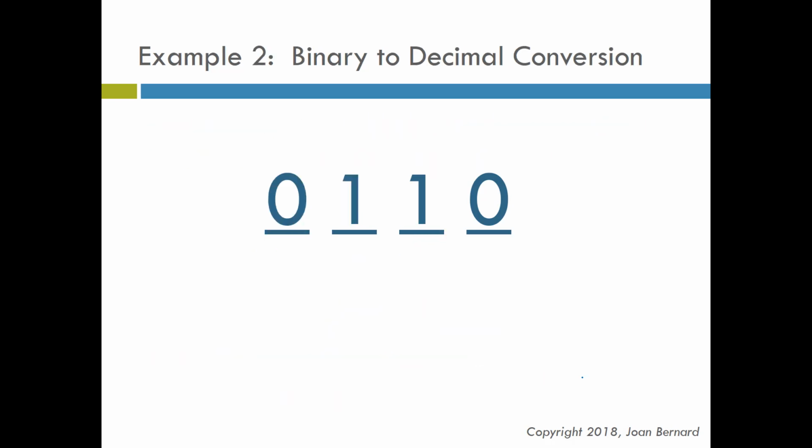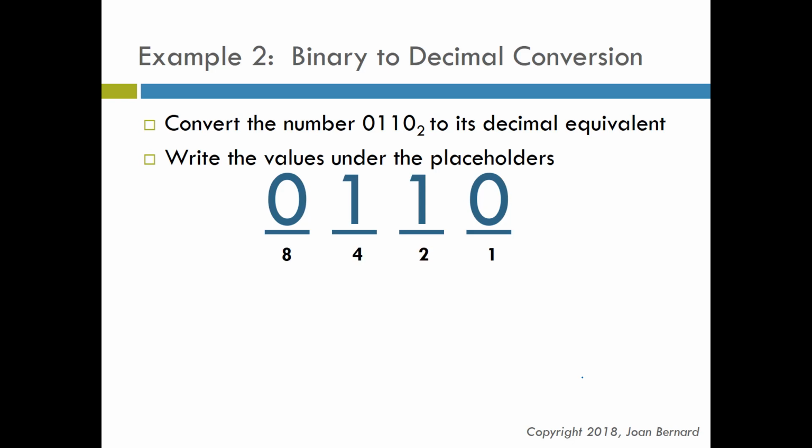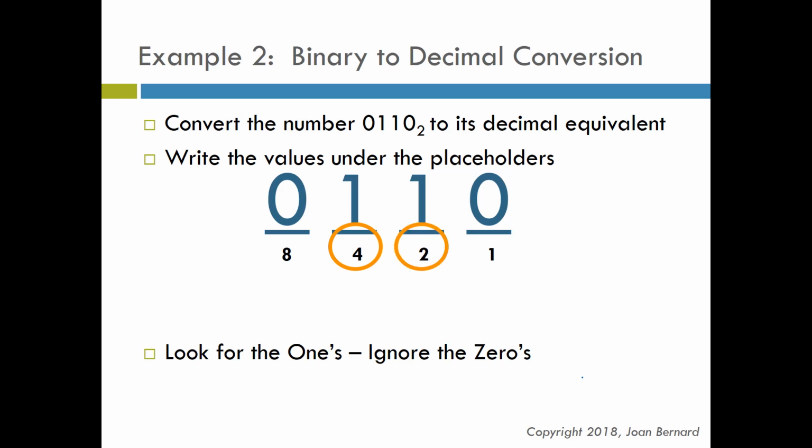All right, let's try it again. We're going to convert this number, 0110. It's a binary number, and we want to see what it's equal to in its decimal value. So write the numbers under the placeholders, 1, 2, 4, 8. Look for the ones, ignore the zeros, and now add those two numbers together. 4 plus 2 is 6, and 6 would be our answer.